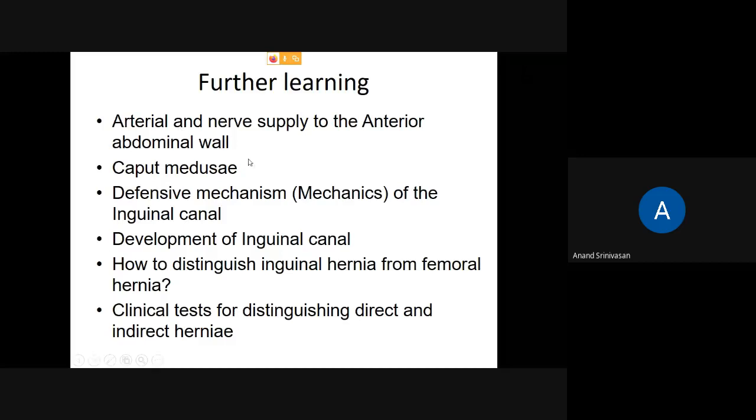The anterior arterial supply. Do you know what caput medusae is? I discussed this. Caput medusae is the dilatation of the anterior abdominal wall veins, especially in cases of portal hypertension. Then the defensive mechanism for the inguinal canal, that is, why a normal person does not get an inguinal hernia. That is because the anterior abdominal wall is strong. And the development of the inguinal canal, which we discussed.